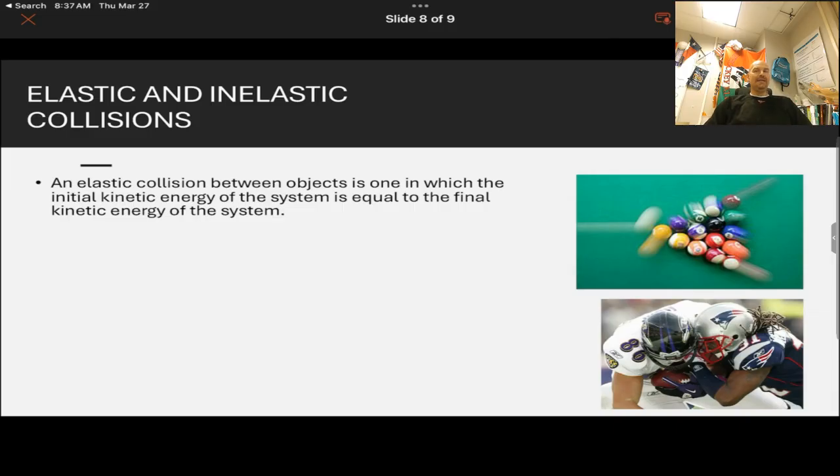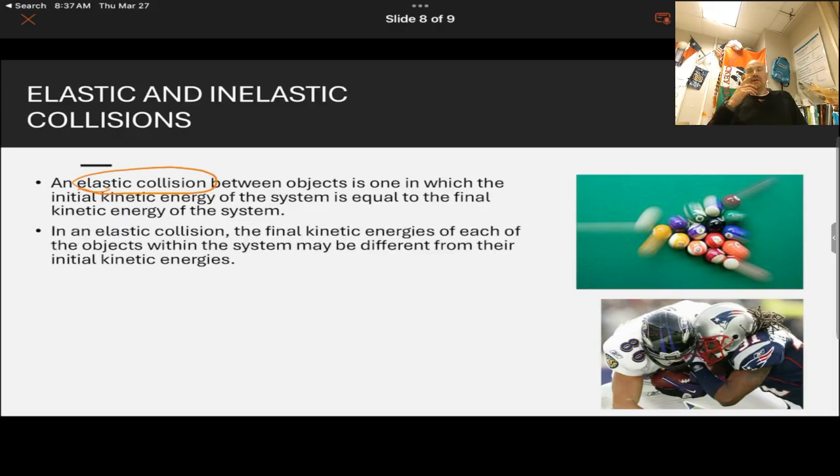All right, so for elastic collisions, this is the first type of collision, the kinetic energy will be conserved. So the total initial kinetic energy will equal the total final kinetic energy. Now, the kinetic energies will be different for each individual object, but the sum before and after will be equal to each other.